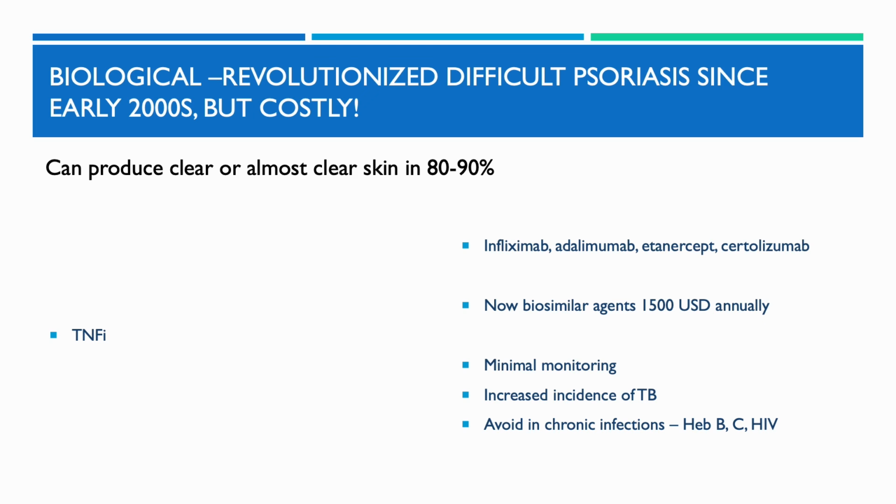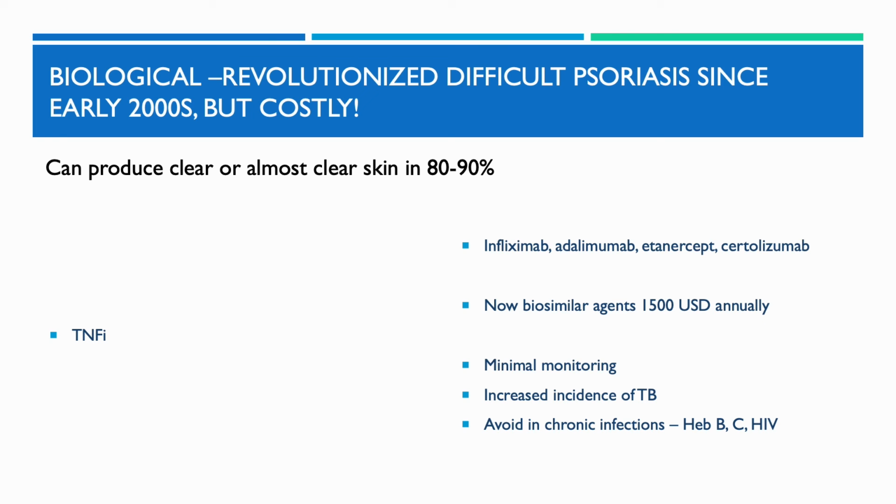Biological agents have revolutionized difficult psoriasis since the early 2000s, but the main problem is they're very costly. However, they're given by injection and usually within 16 weeks, about 80 to 90% of people can be either clear or almost clear. So we have biological agents of different classes.